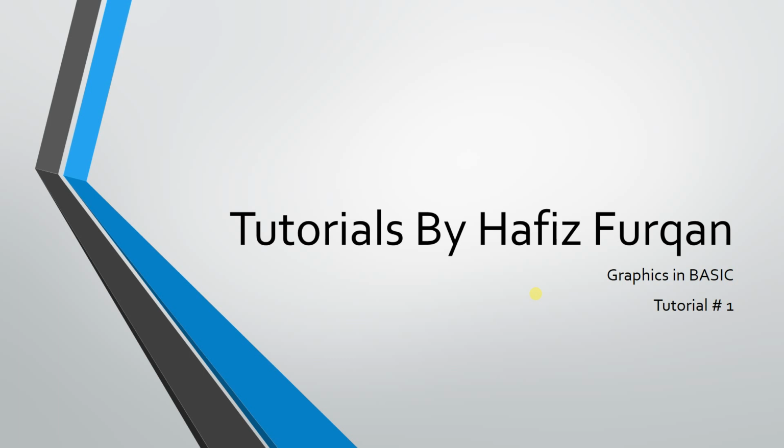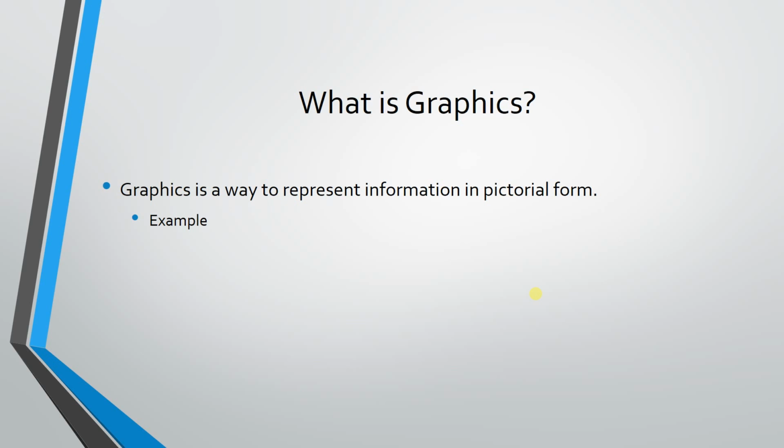So let's get started. In this tutorial, I will discuss some basic concepts of graphics and some statements which are used to draw graphics in BASIC language. So what is graphics? Graphics is a way to represent information in pictorial form. Like if I am talking about a square, you will not memorize it perfectly without its pictorial form. So if I draw a square and show you that this is the shape which I am talking about, then you can memorize it perfectly. So this is how graphics helps us.